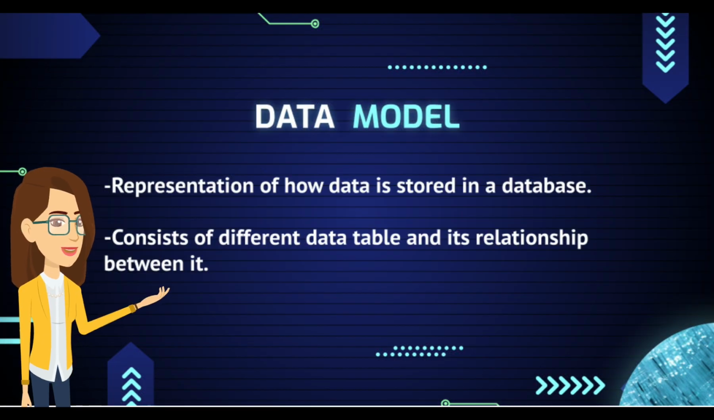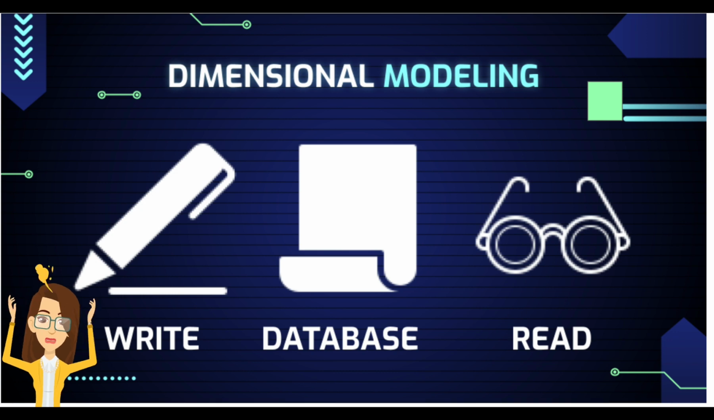Now, let's talk about data model. A data model is a representation of how data is stored in a database. It is usually a diagram of the few tables and the relationships that exist between them. Talking about a database, the operations on a database are primarily of two types, which are read and write.